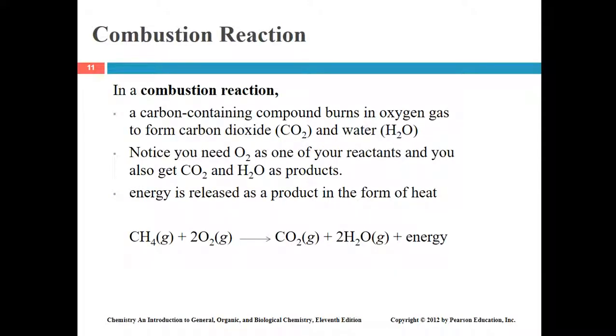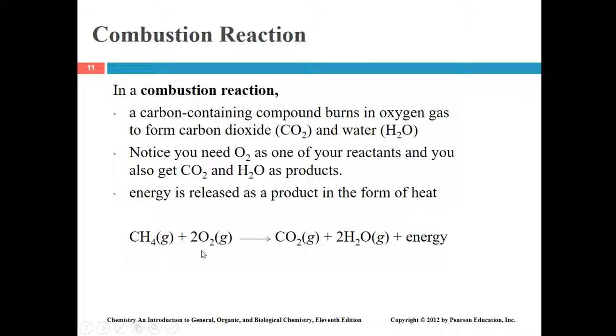Now on a combustion reaction, that's just another name that we're going to use, essentially fire. Okay, so a carbon-containing compound burns in oxygen gas, and what might be interesting is that it does form carbon dioxide and water, which might be kind of weird to think that a fire produces water, but that is one of the byproducts. Now notice we're going to need oxygen as one of our reactants.